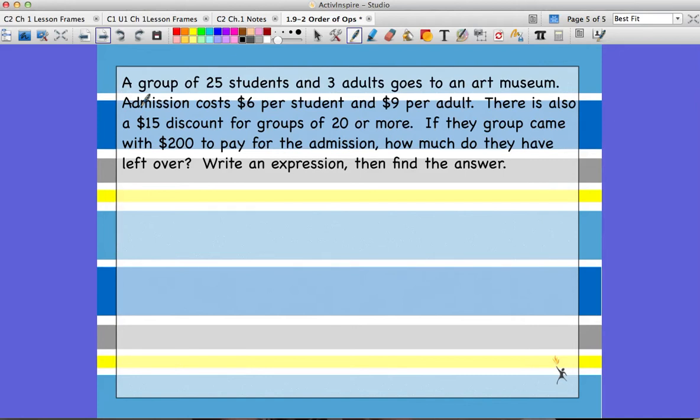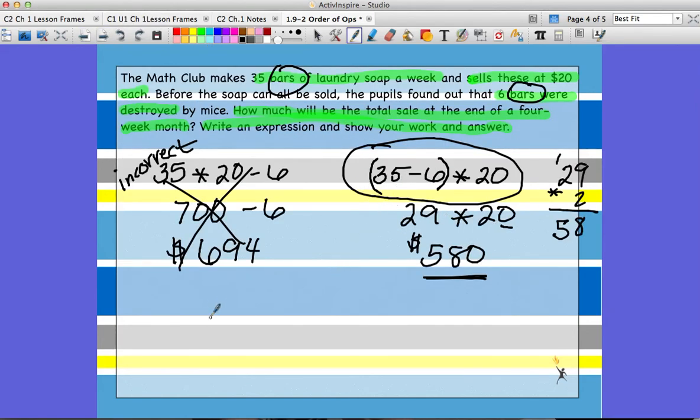All right, so for this problem, I want you to go through and find the important information, and I want you to post both your expression and your answer to Edmodo. So if I were posting this as my answer, my number 1 would be 35 minus 6 times 20, and again you can use the 8 key to make your asterisk. And then the second post would be that my answer was $580. Don't forget to label your answer. Right? So that's what I want here.